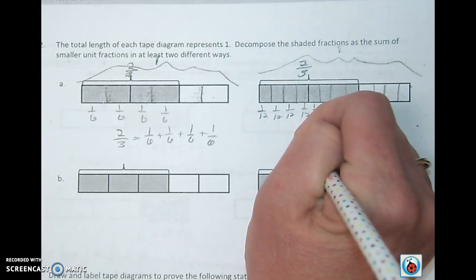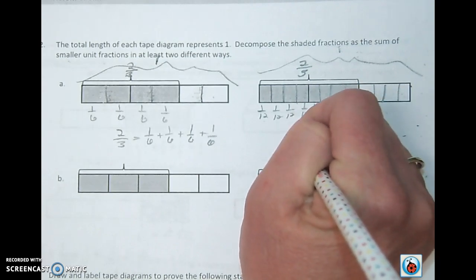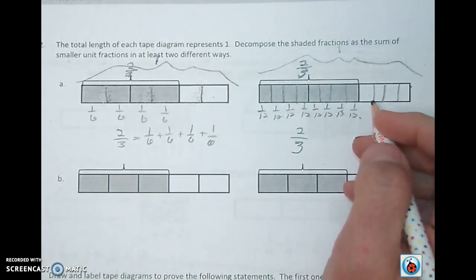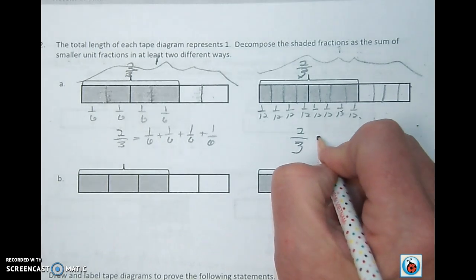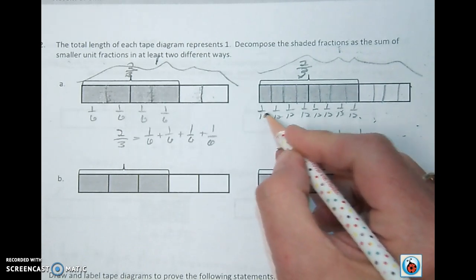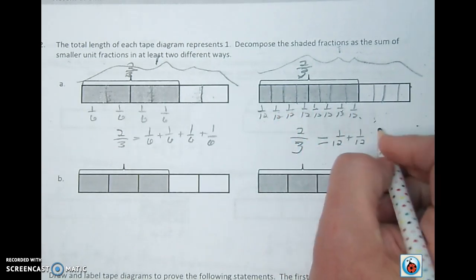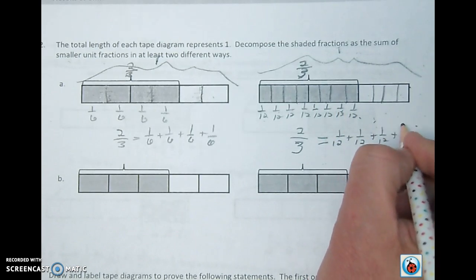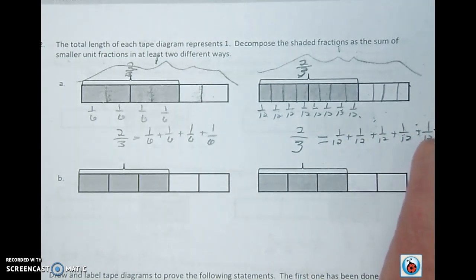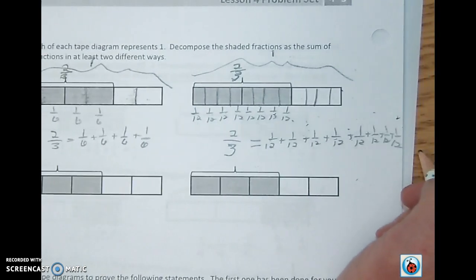So I'm going to go ahead and write them all down, but I can say that 2/3, this should be a 3, can't even read my own handwriting sometimes, 2/3 equals 1/12 plus 1/12, 1, 2, 3, 4, 5, 6, 7, 8, plus 1/12, plus 1/12, plus 1/12, 1, 2, 3, 4, 5, 6, 7, 8. Okay. Move that over so you can see all 8 of them.